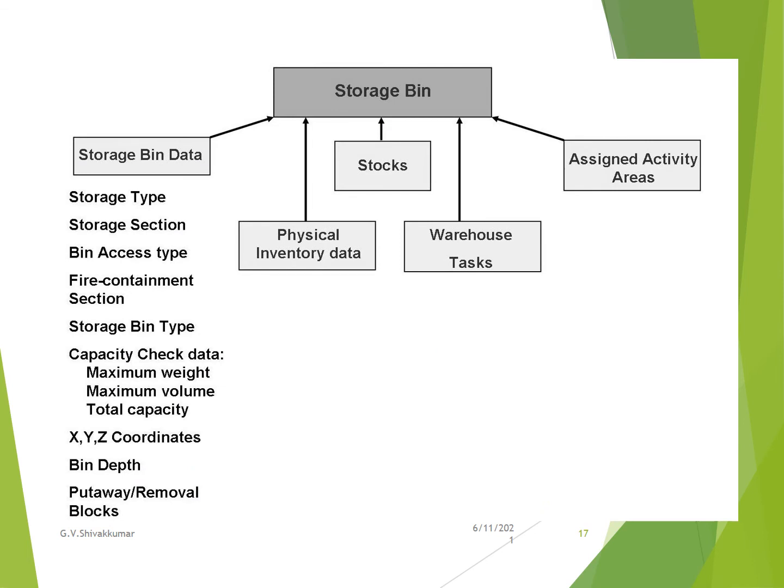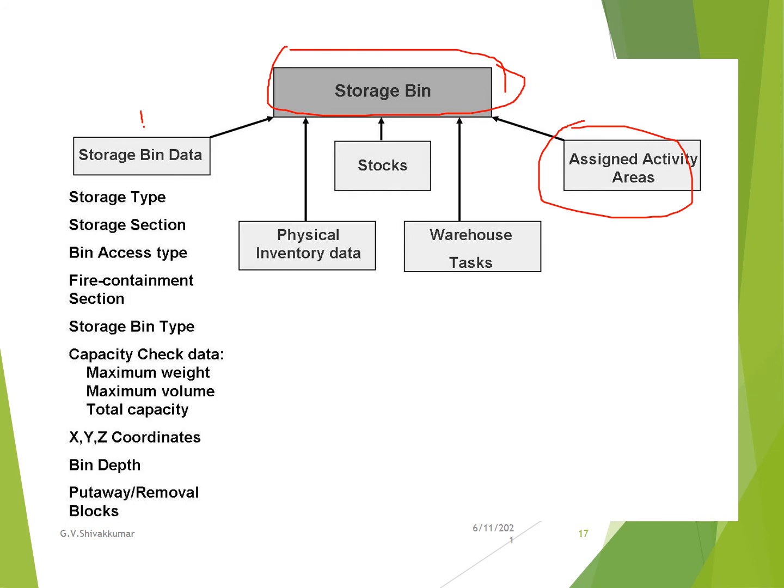This page represents the storage bin. What are the different types of data available in the storage bin? While checking the storage bin in SAP EWM, what data can you find? First is storage bin data. Then we have the physical inventory data, warehouse tasks and stocks, and assigned activity areas, meaning which activity areas the particular bin is assigned to, either one or multiple. We can have these details. Storage bin data will have storage bin type, storage section, bin access type, then the fire containment section, and so on.